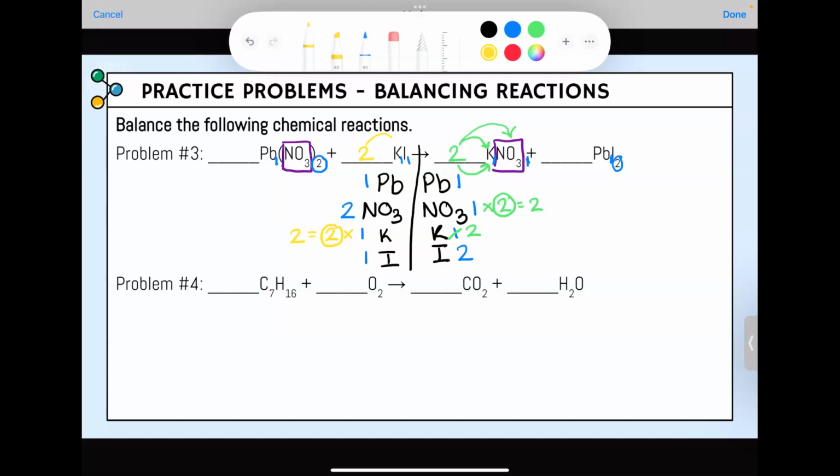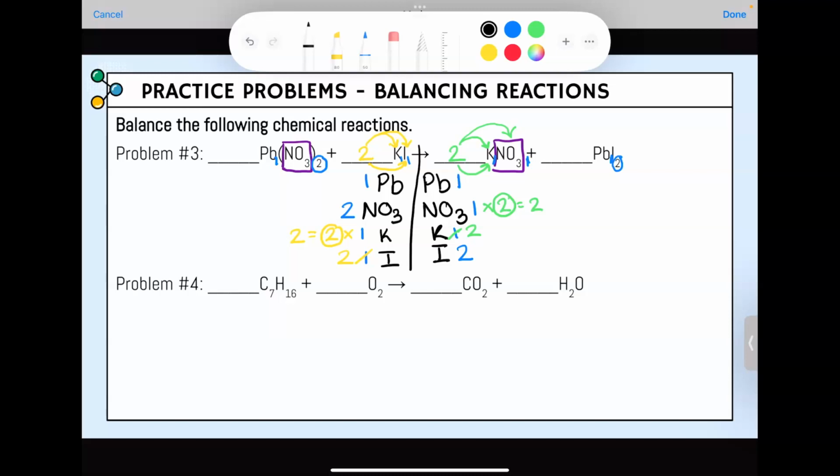And we already know this applies to our potassium, but we also have iodine in this compound. So we have to take 2 times 1, and that becomes a 2. And that causes the iodine to be balanced as well. And that is your final answer for example number 3. So let's go ahead and move on to example number 4.